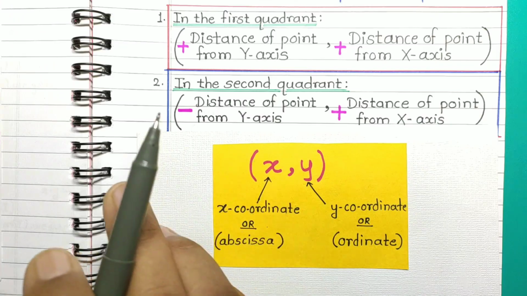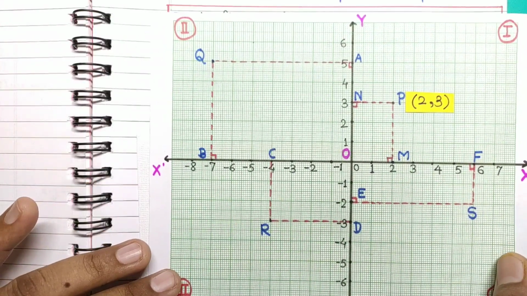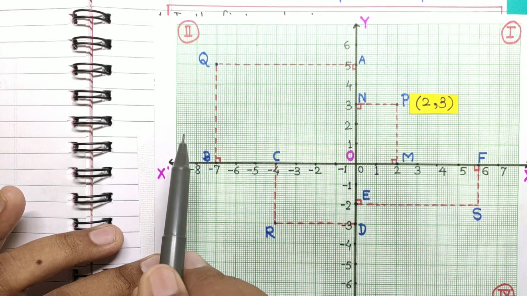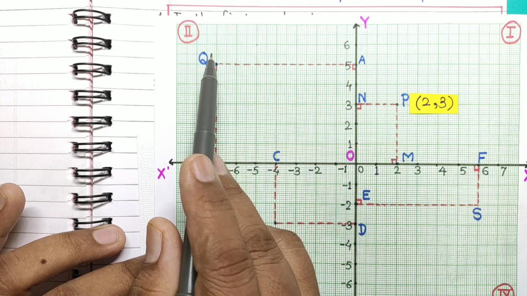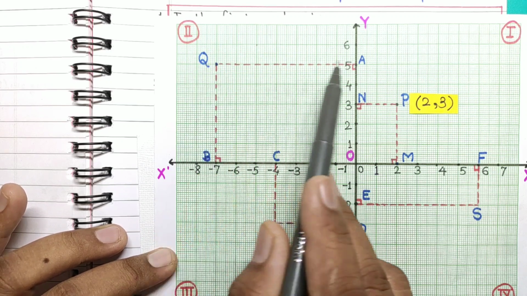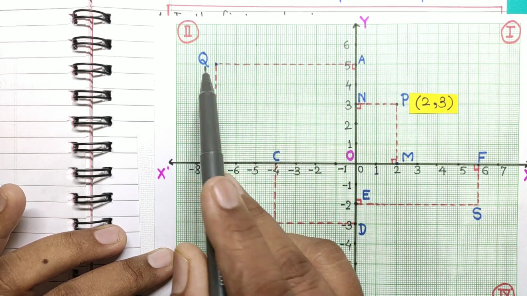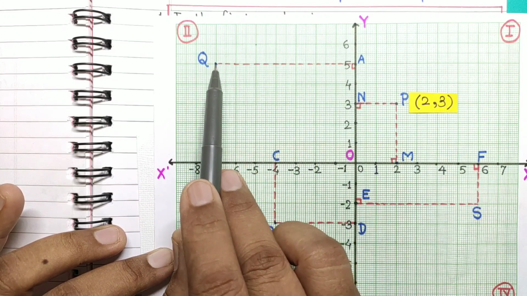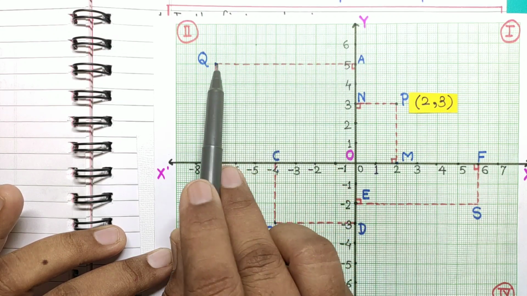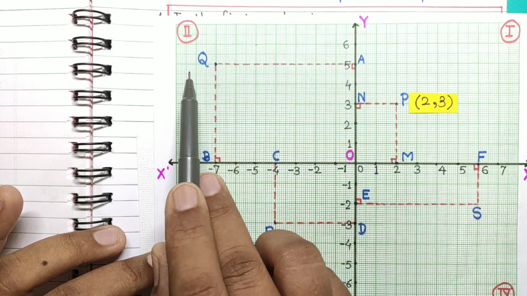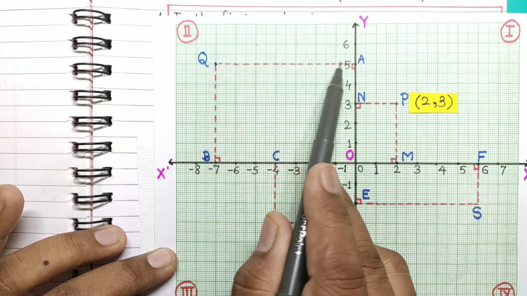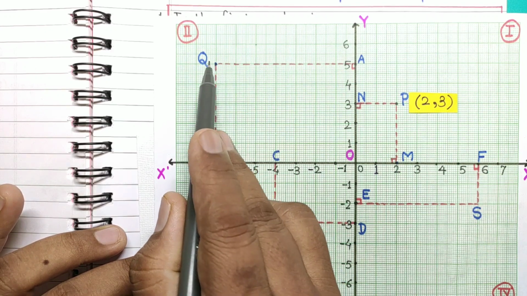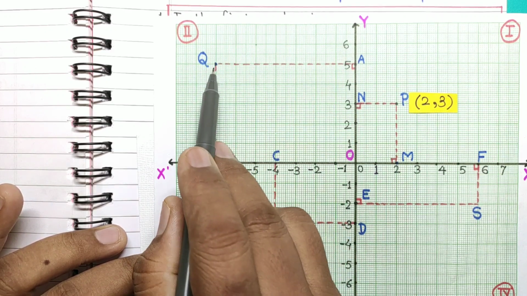Let's see one example. Consider point Q in the second quadrant, and now for x coordinate we have to consider its distance from y axis. For that, draw perpendicular QA on y-axis. Length of this perpendicular QA is its x-coordinate with negative sign. So this distance is 7 units, and so its x-coordinate is -7.